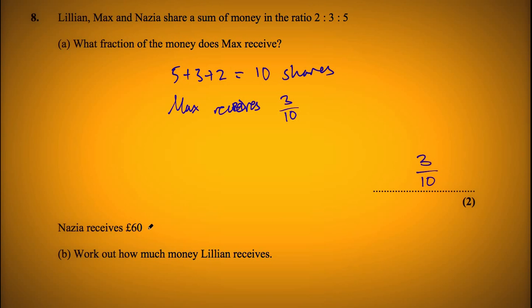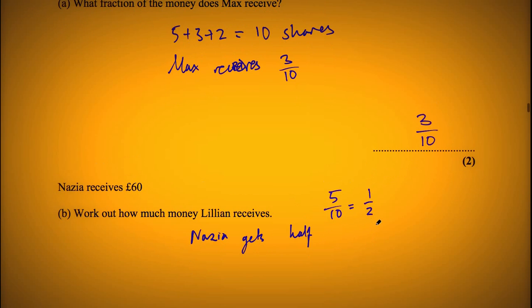Nadia receives £60. Work out how much money Lillian receives. Well, Nadia gets 5 out of 10, which is a half. So Nadia gets half the money. Nadia gets half the money, so total is £60. No, total is £120. Half the money is £60, total is £120.